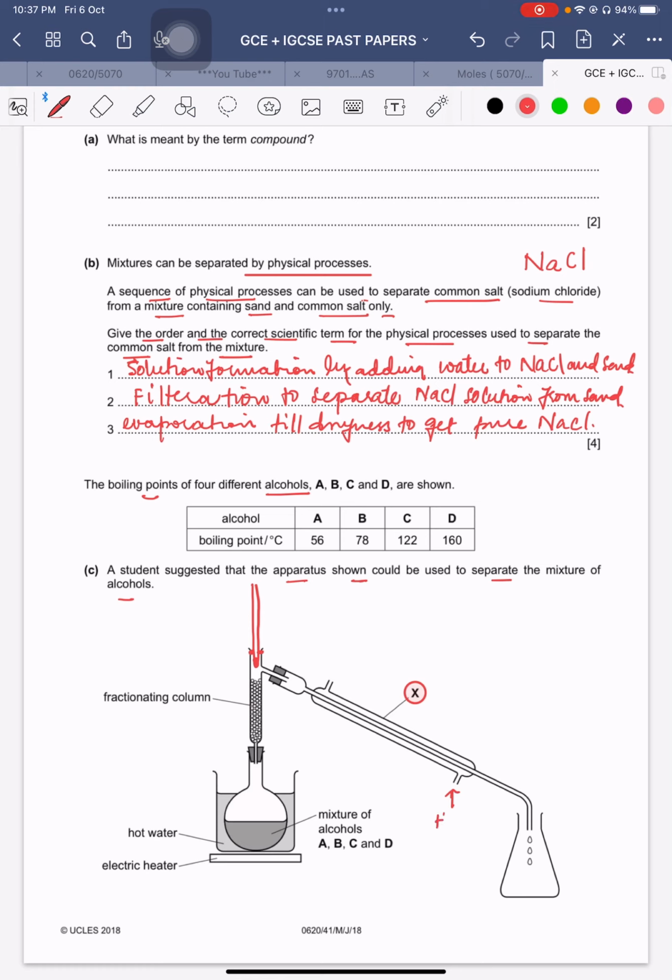Here is the water inlet, whereas at the top is the water outlet. They are asking what this is, so we have to mention the name of the drawing which we have made, thermometer. And this X is called the condenser. Now move to the next part. This is a fractionating column along with glass beads or marble chips or glass wool.